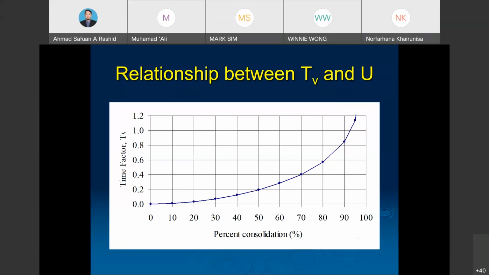So we take a rest for 10 minutes before we continue by using Dr. Kamaruddin's textbook. Any question? Stop.